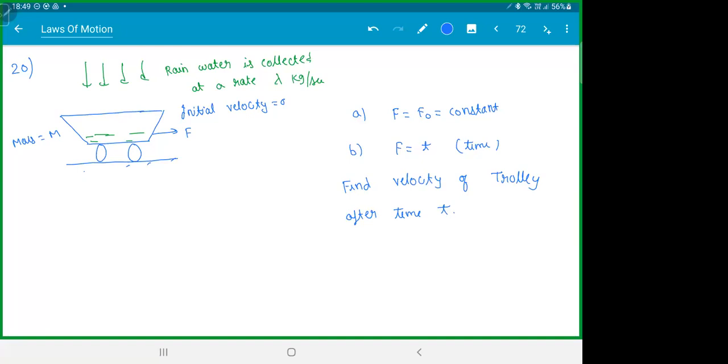So we have a trolley at rest. You're applying a force F, mass is m. Initial velocity, the trolley is at rest. And the rainwater is falling into the trolley at a rate of lambda kgs per second. Case 1, apply a constant force. Case 2, apply a force which is changing with time. Find the velocity of the trolley after time t. Let's get this. Try, you've got 2-3 minutes. We're just doing one per sample here, but we will do more of this in variable mass systems. Just give it a try.